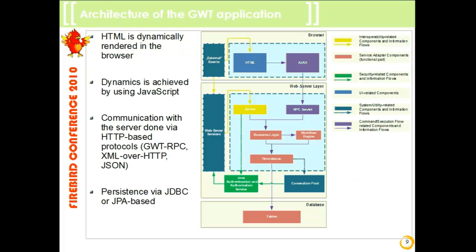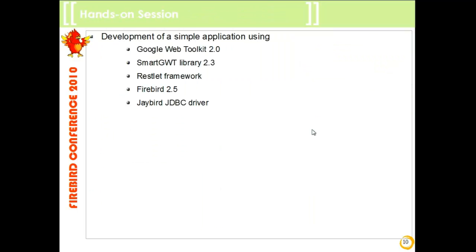So how is this going to work as well? This is a slide that presents the architecture of the Google Web Toolkit application. In that particular case, as I say, the RPC, stateless communication, business logic is there. There is a workflow engine and so on.